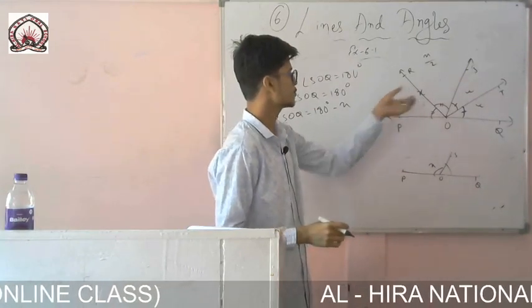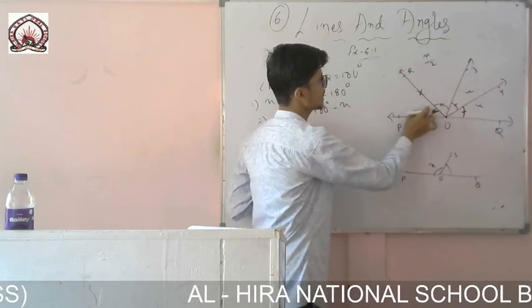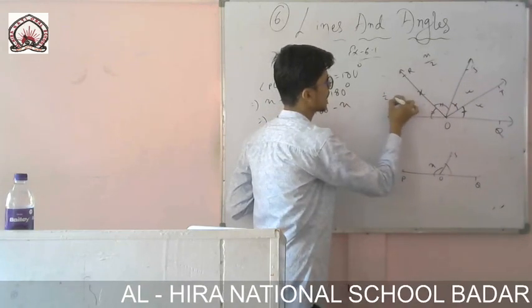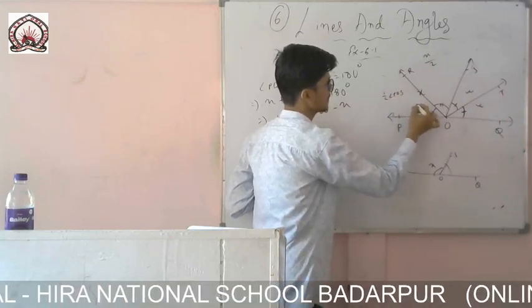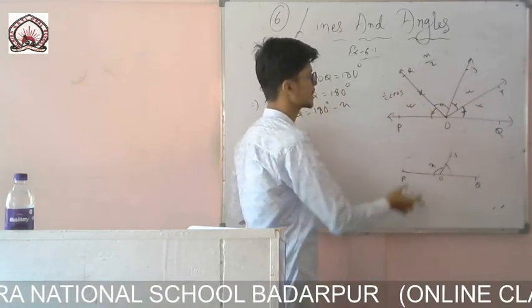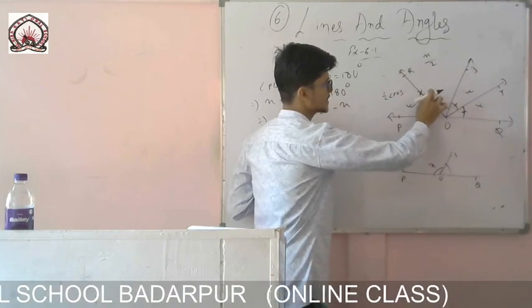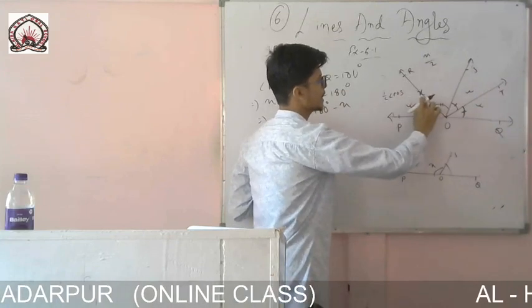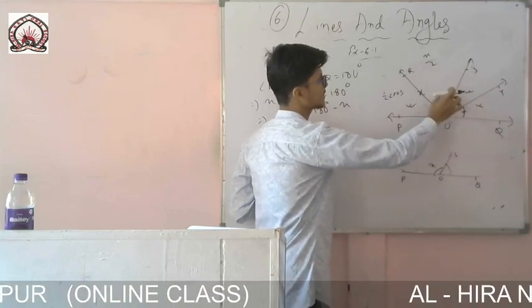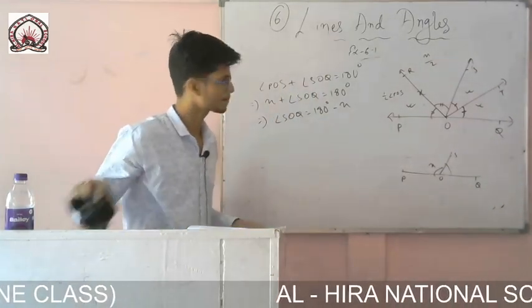If I ask you to find the value of this angle, you will say that the measure of this angle is half of the whole angle. Whole angle, which one? Angle POS. If I ask you to find the measure of this angle, you will say that this whole angle is bisected by this line. That means these two angles are equal. So this part will be equals to half of the whole angle. This part also will be equals to half of the whole angle. Okay.